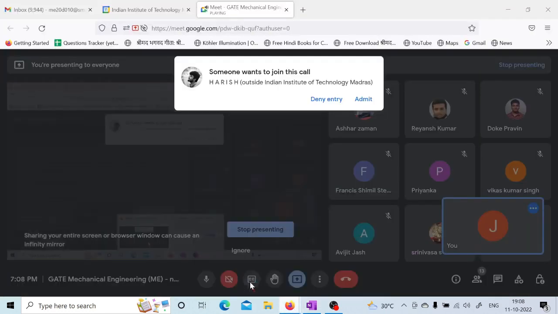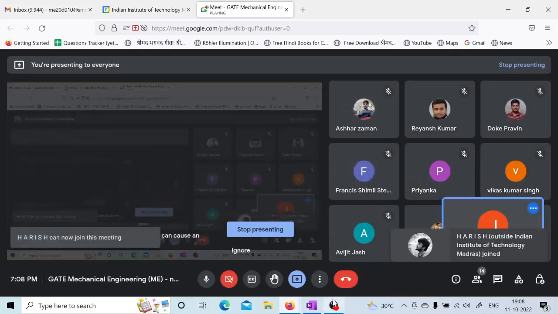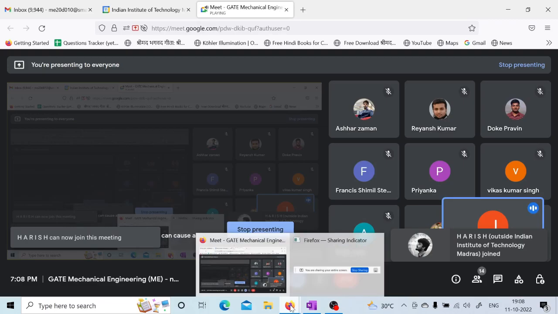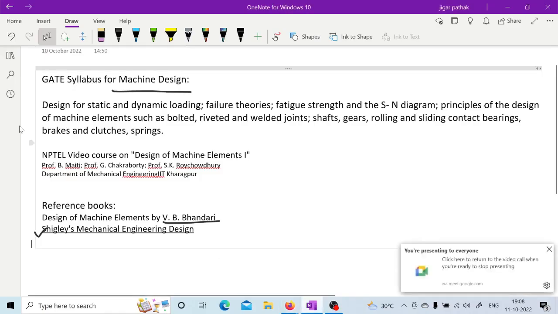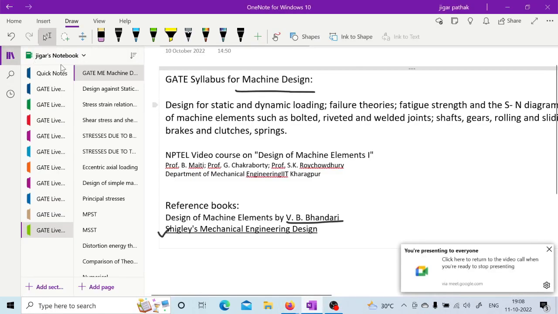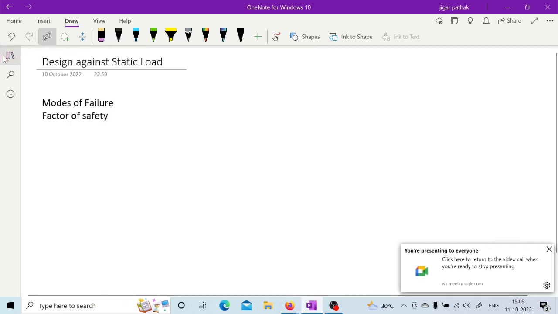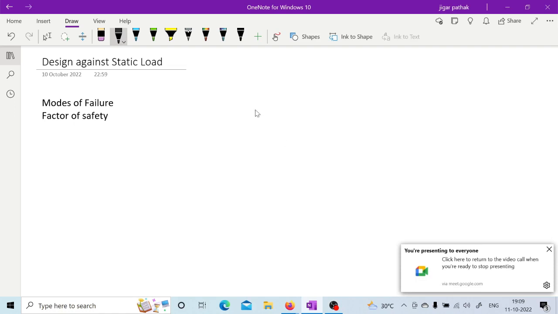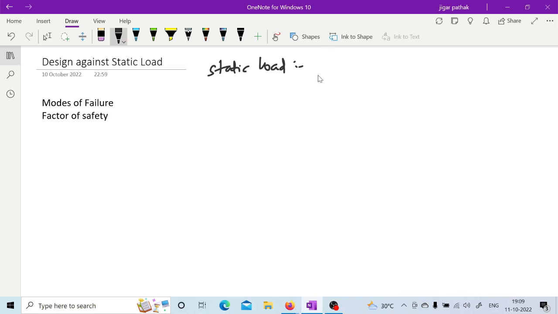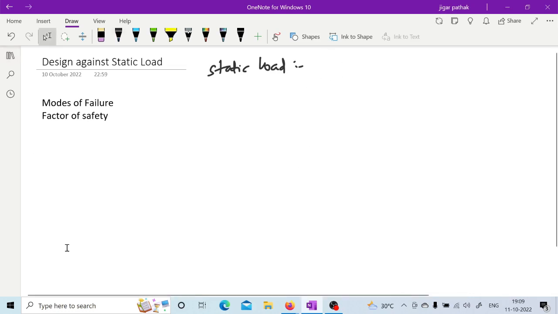So today we will start with design against static load. If we start discussing this, then the very first thing is, what is this static load?